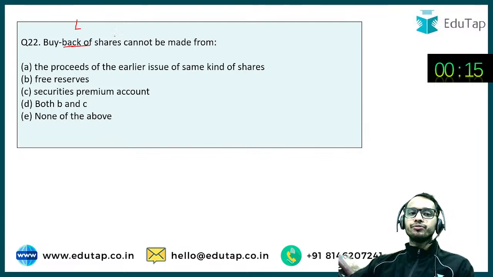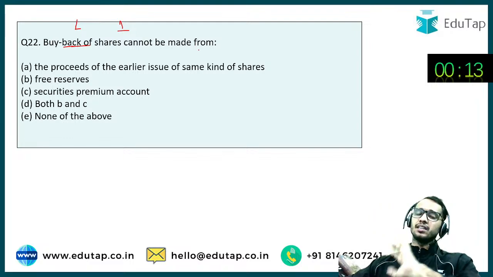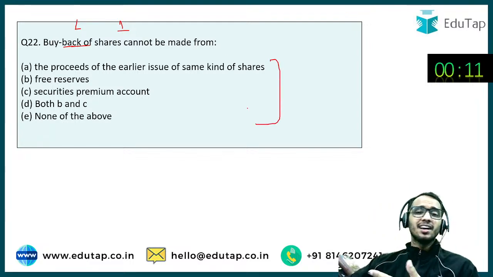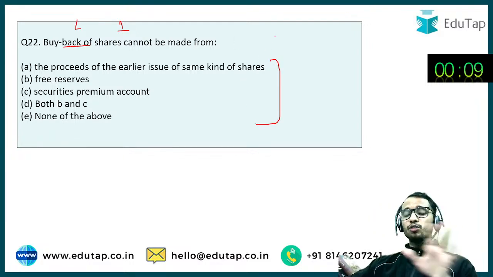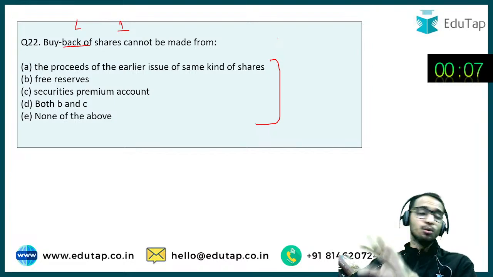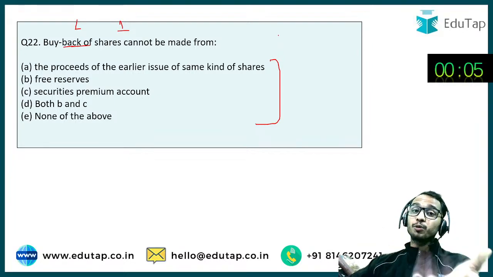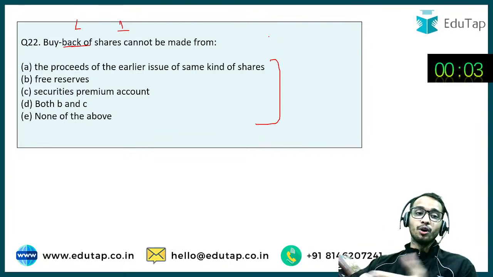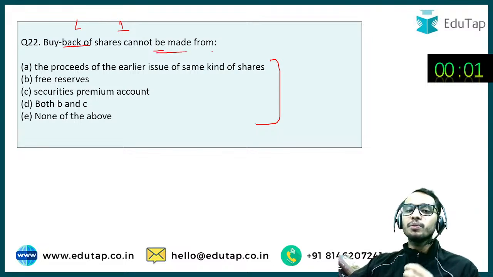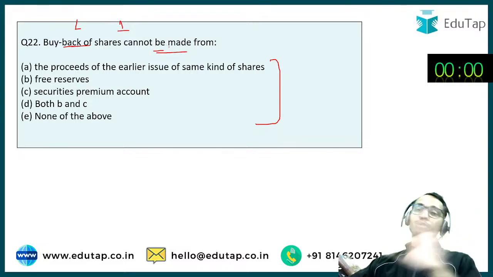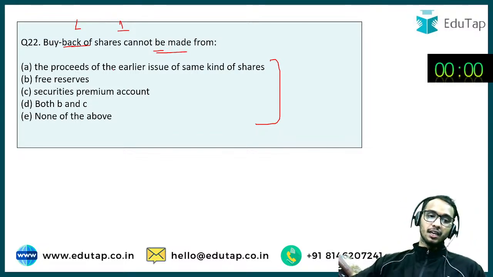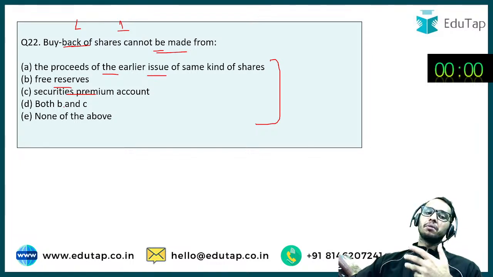Buyback of shares. Now you give me the answer. Now I'll not give you the elimination. I'll not eliminate any option. You have to give me this complete answer by your own. Let me check how your preparations are going on. Buyback of shares cannot be made from what? I'll just read out the options. I'm not going to eliminate any option for you. The proceeds of the earlier issue of the same kind of shares, free reserve, security premium account, both B and C, none of the above.